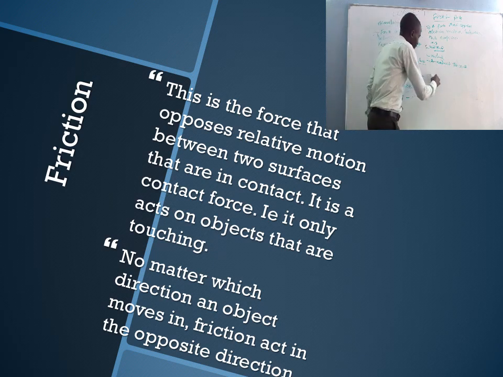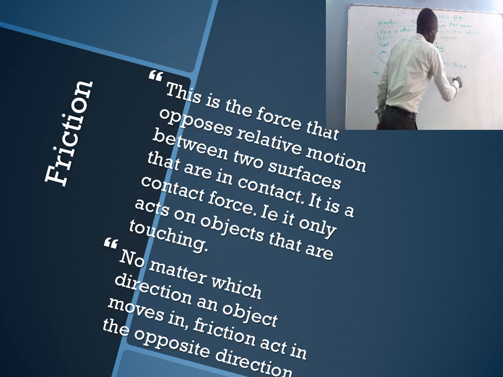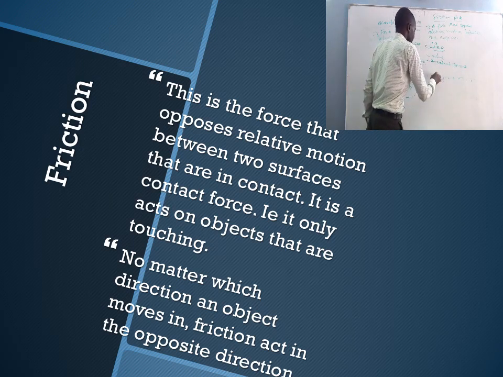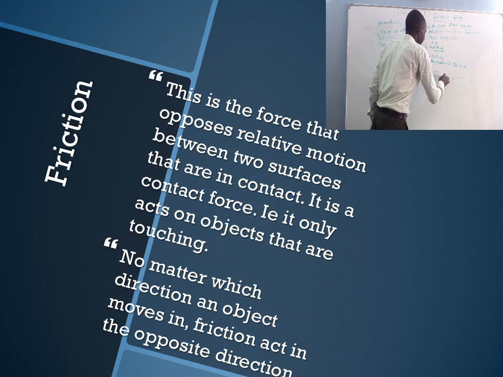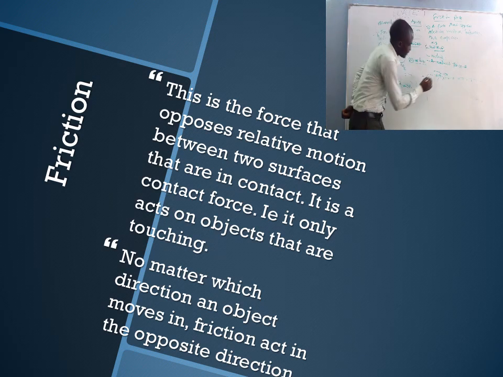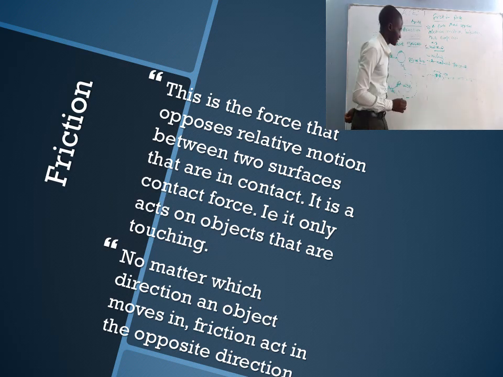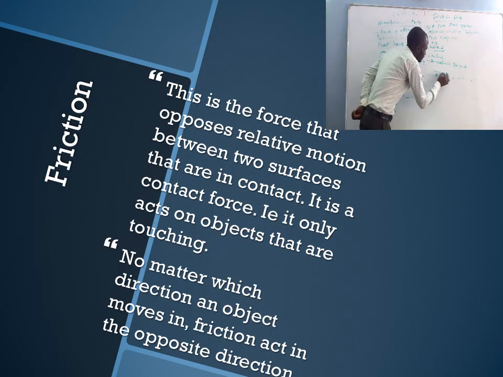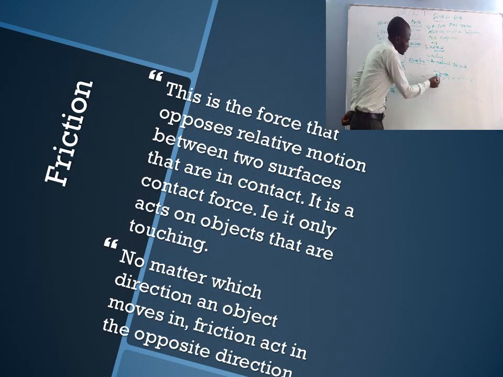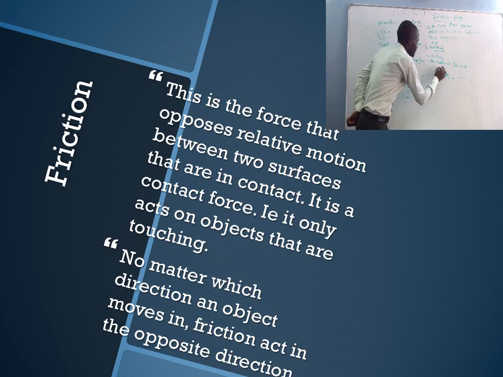For example, if this is the surface of the road, then we have a car moving on the road, then in that particular direction, there is friction force between the tires and the surface, such that if the car is moving in that direction, then frictional force will occur in the opposite direction. So this is the frictional force, but this is the direction of movement.